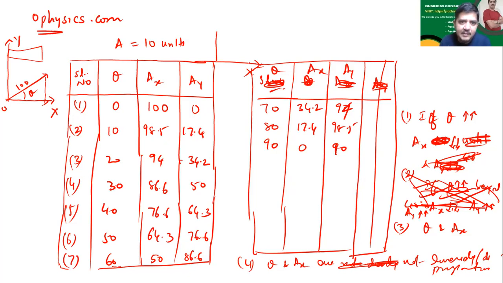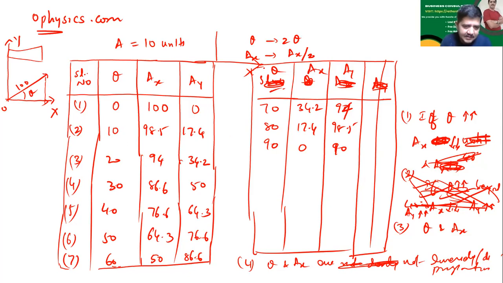We say something is inversely proportional only when theta is made 2 theta, your value of AX should become AX by 2. For example, when I take theta equal to 10 and I double this value, the first value of AX is 98.5. When you double the value of theta to 20 degrees, it should have become half. Did it become half? It did not become half. So therefore, this is not inversely proportional. This is what we have learned.